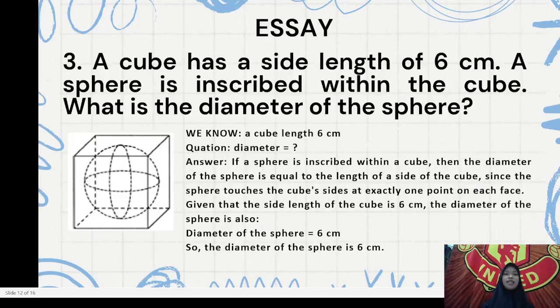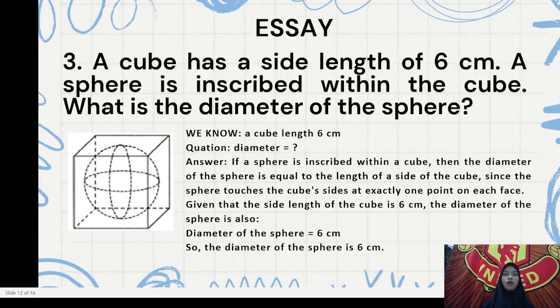3. A cube has a side length of 6 centimeters. A sphere is inscribed within the cube. What is the diameter of the sphere? We know the cube side is 6 centimeters. Equation: what is the diameter?